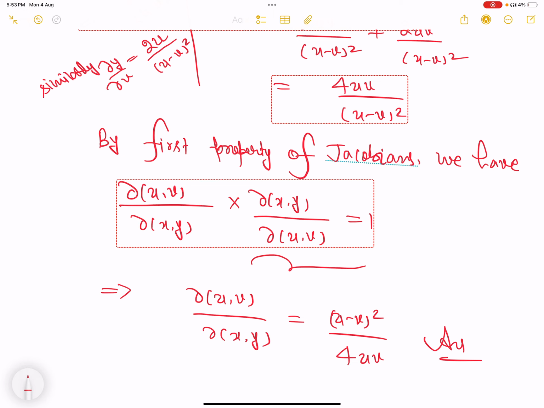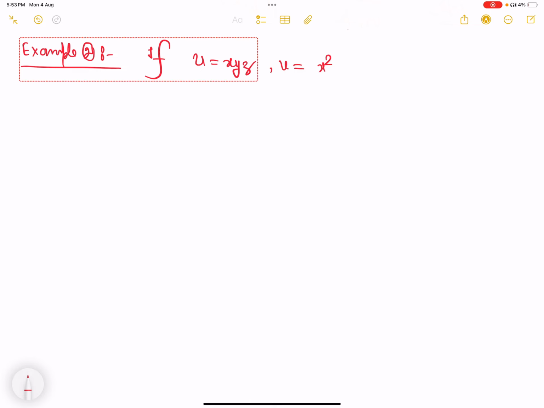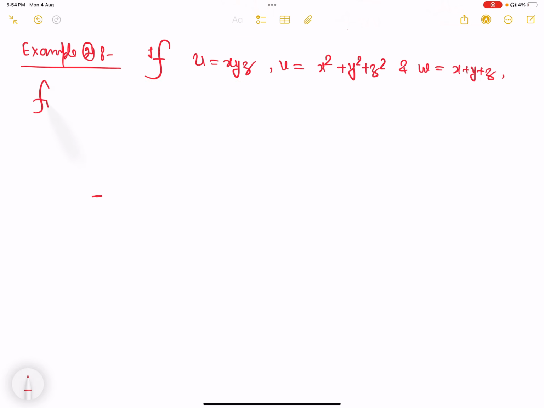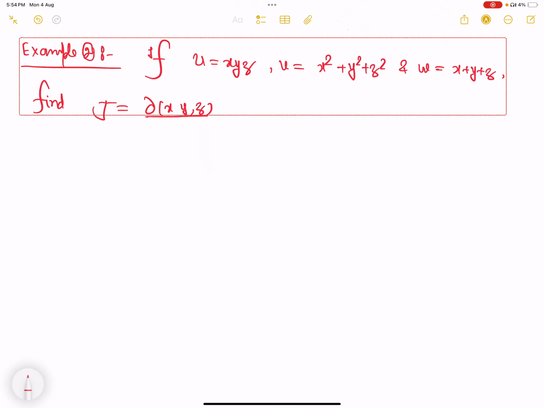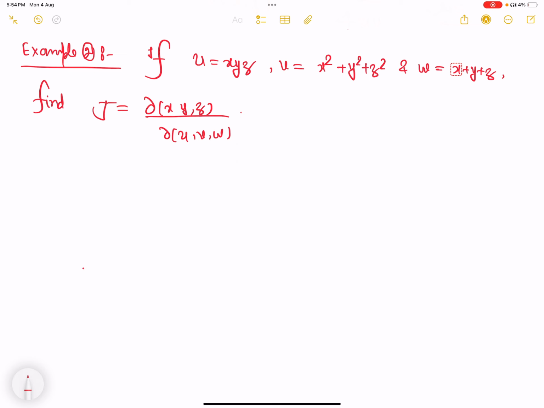So next, example number 2. If u is equal to xyz, v is equal to x square plus y square plus z square, and w is equal to x plus y plus z, find J equal to del(x,y,z) upon del(u,v,w). Okay, you have to find this solution.